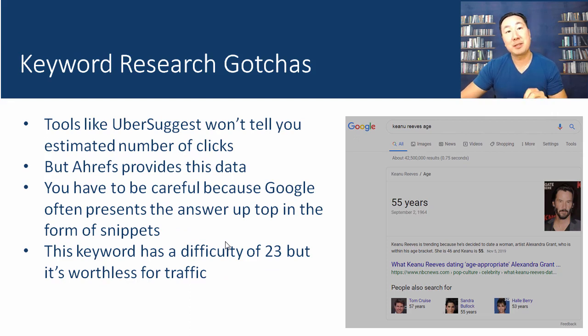And you have to be careful about this because Google often presents the answer to a lot of people's searches up top in the form of snippets. So let's say you're a stalker like Tony and you're doing a search for Keanu Reeves' age. Well, guess what? When you type in this keyword term, the answer is right up at the top. So no one's going to scroll down and click on a link on the web page in this case. And as a result, even though this keyword, Keanu Reeves' age, has a keyword difficulty of only 23, it's actually worthless for traffic because Google gives the answer right away and actually steals the click, essentially.